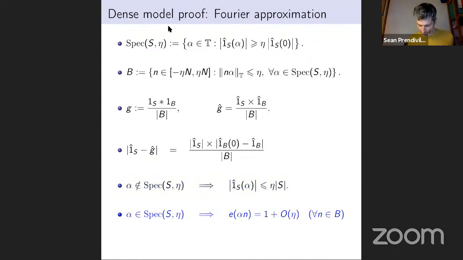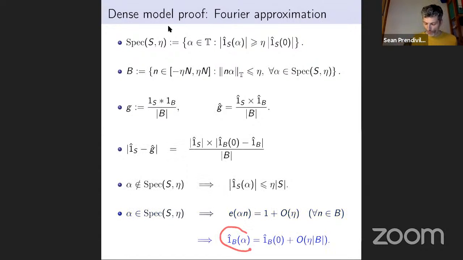When we're in the spectrum, well, this is where our Bohr set comes in useful. This part is going to be large because we're in the large spectrum. So we're hoping this part is small. Now, if you lie in the Bohr set and your frequency comes from the spectrum, because n times alpha is approximately 0 mod 1, the phase evaluated at alpha n is approximately 1. So let's sum over all elements in the Bohr set, and we see that the Fourier transform of our Bohr set, evaluated at the frequency alpha, is approximately equal to the Fourier transform of the Bohr set at the trivial frequency 0.